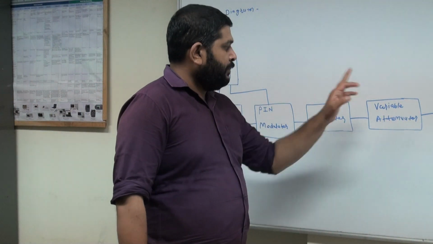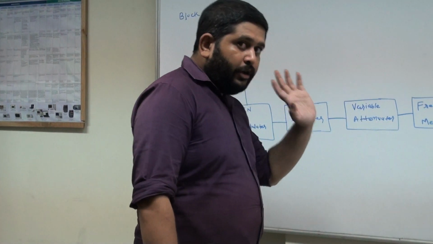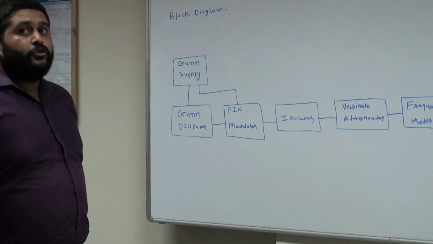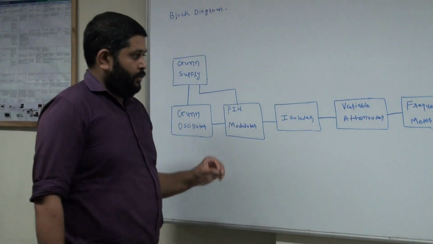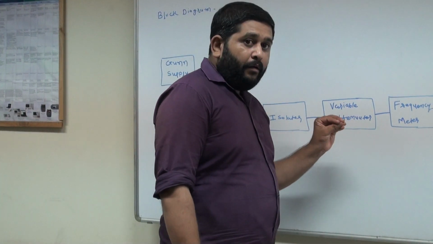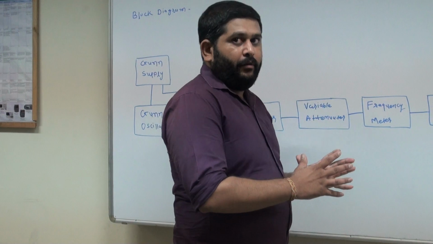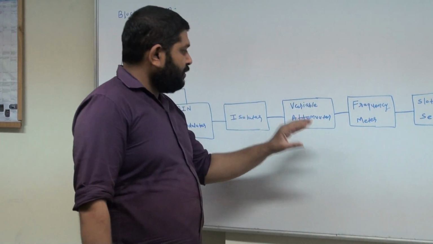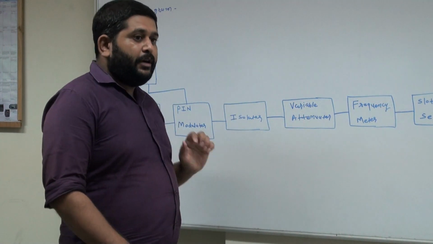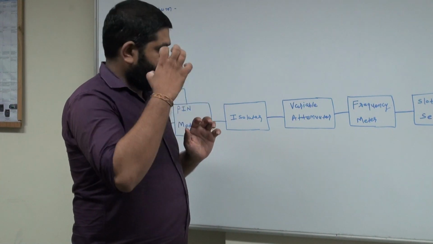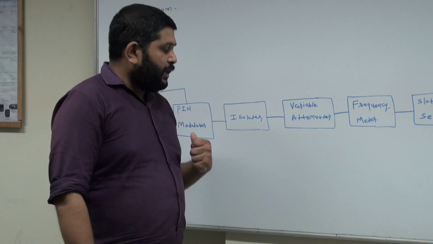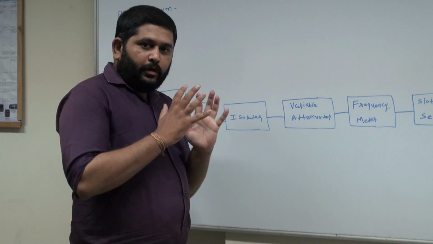And then that power goes to the variable attenuator, and the function of the variable attenuator is to absorb full power or some part of the power. Here some resistive material is there, that material absorbs the RF power, and based on our requirement we will choose our RF power.